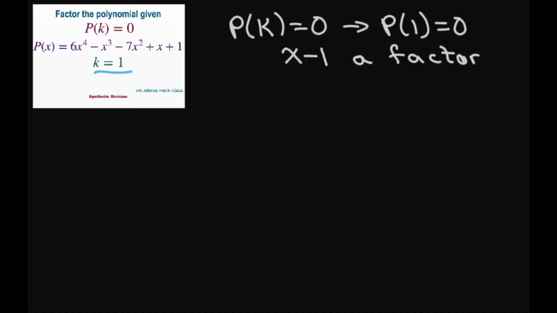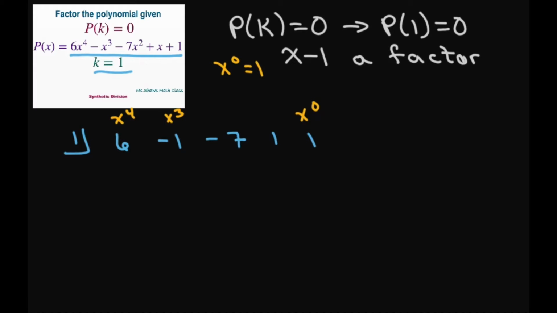And so for here, what we're going to do is use our 1 that's given as k, write a 1 here, and then write all the coefficients of our polynomial. So that's going to be 6, minus 1, minus 7, 1, and 1. And again, we're starting with x to the power of 4 all the way down to x to the power of 0. Remember, x to the power of 0 equals 1, so this is your constant value.